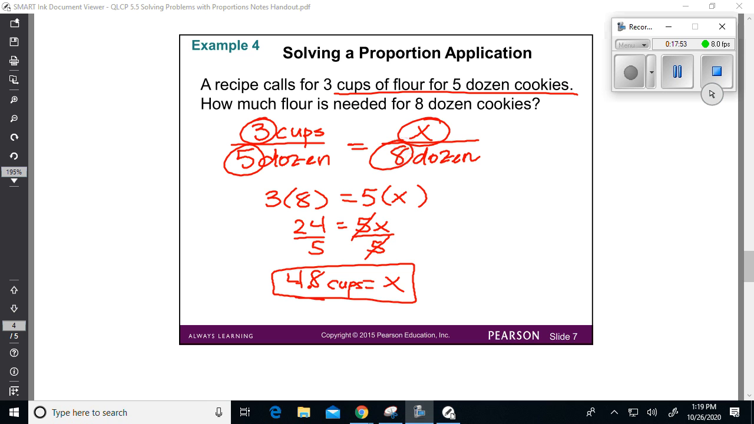I want to make all these cookies. Know what I'm making all these cookies for? After the lunch meeting. Questions before we do one more example?